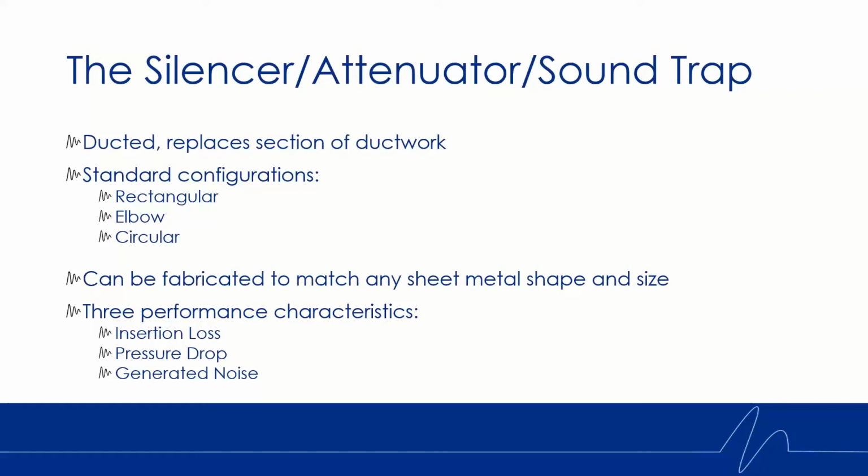It comes in configurations of elbow, rectangular, circular, but these are just standard configurations. It can be made of just about anything sheet metal can be made into. There's 3 performance characteristics for a silencer, and that's the insertion loss, the pressure drop, and the generated noise.